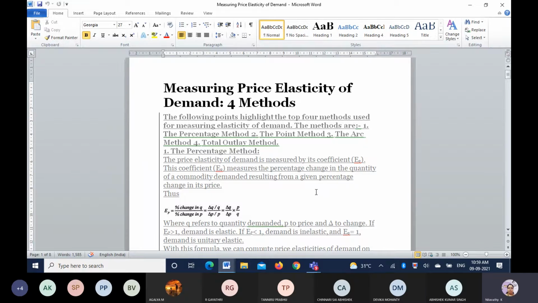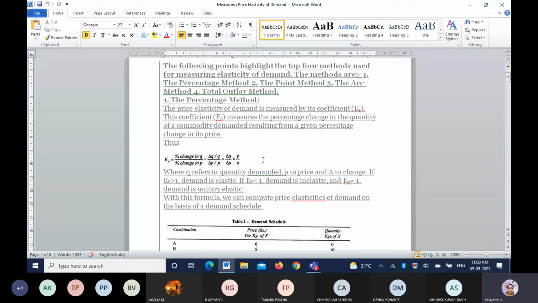Yes, ma'am. Okay, fine. So the very first one is the percentage method. The percentage method is the general formula which I gave in the last class. So it is the general way of calculating it. It can be called a percentage method, or we call this a proportionate method in any form, but this is a general form of calculating the elasticity value.